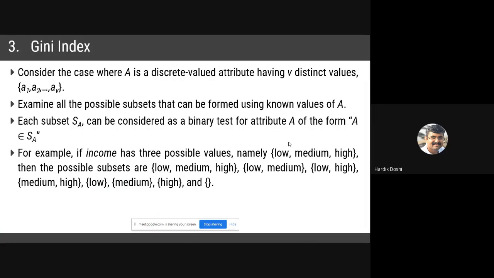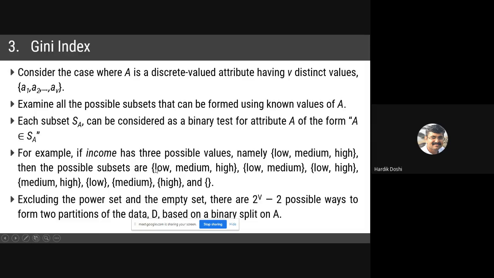See, there are 2 raised to n subsets possible. Over here there are 3 values, so 2 raised to 3, so 8 possible subsets: 1, 2, 3, 4, 5, 6, 7 and 8. But out of all these, we are supposed to exclude 2. Which are the 2? The superset and the empty set. We need to exclude the superset and the empty set. So the remaining will be 2 raised to v minus 2, where v means the number of possible values. So 2 raised to v minus 2 are the possible subsets.